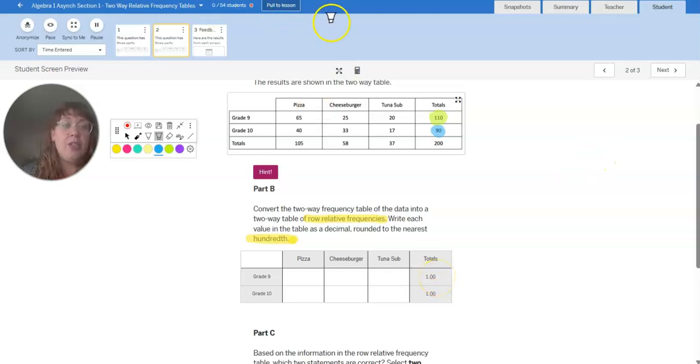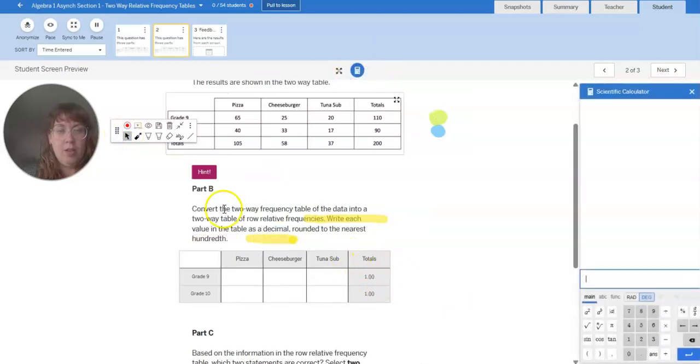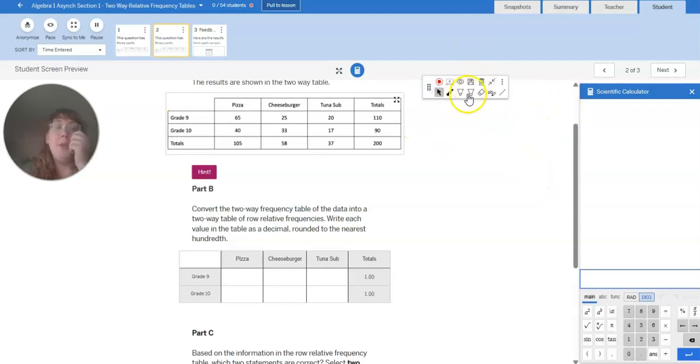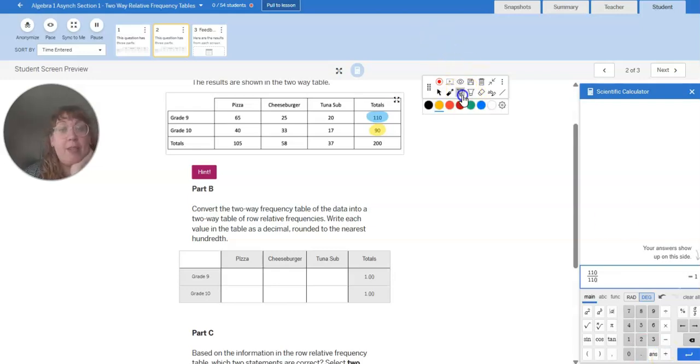So notice that the total on the right is 1. Also at the top, side note, you can open up a calculator and it will pop up onto your screen. So our totals that we're using, like I said, are 110 and 90. So when we take 110 and divide it by 110, we get a relative frequency of 1. So that is how we got this value of 1 here.